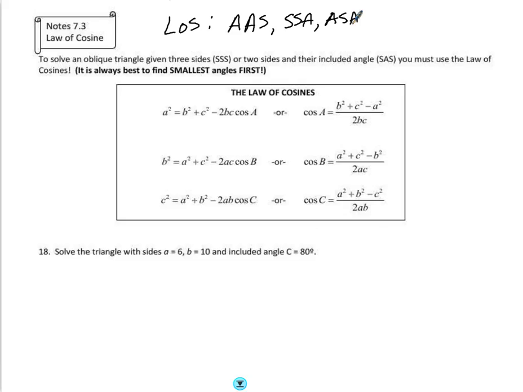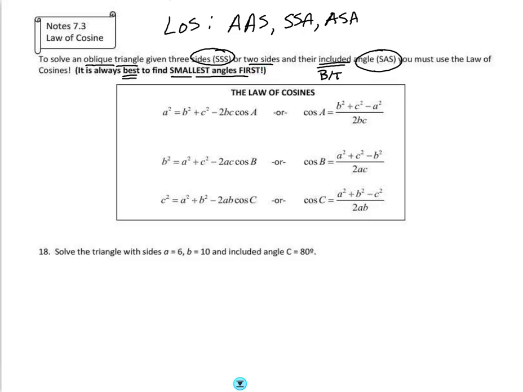Now we're going to add a new process. If you're given an oblique triangle and they give you three sides, or two sides and the included angle, which means the angle in between those two sides, so side, angle, side, then you can use law of cosines. It's always best to start with the smallest angle first. If you're trying to find side lengths or angle measures, start with finding the smallest possible angle or side first.